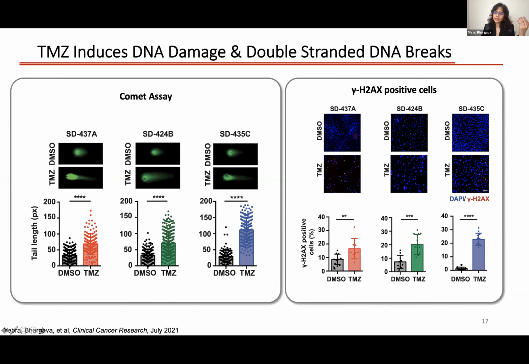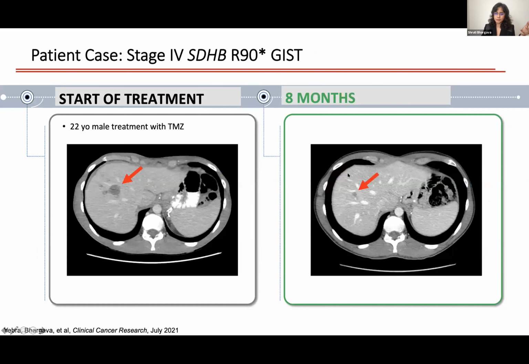So we do find that when the cells are having temozolomide treatment, there is a higher proportion of cells which are stained with gamma H2AX to indicate that there is a higher proportion of DNA damage occurring in the cells which are now exposed to temozolomide.